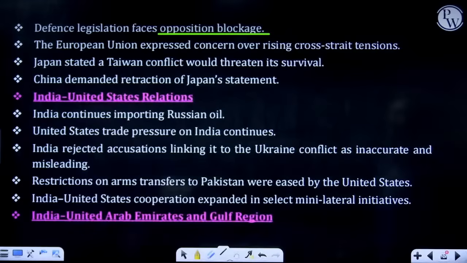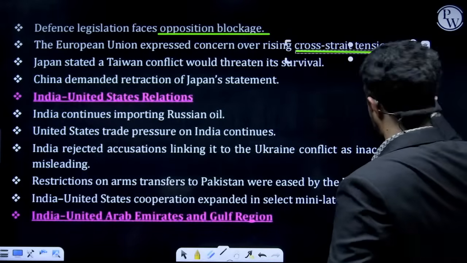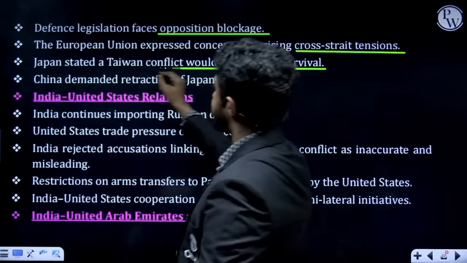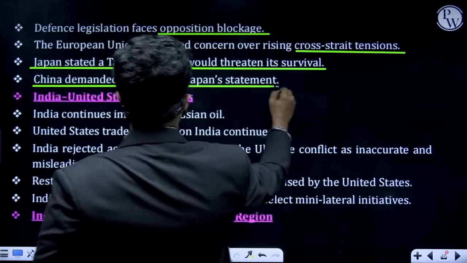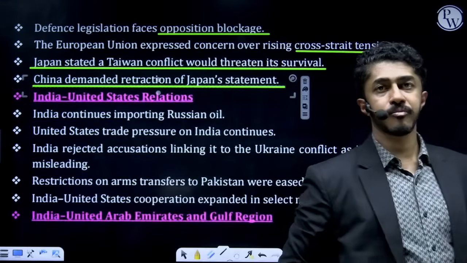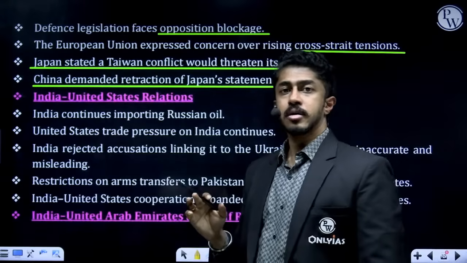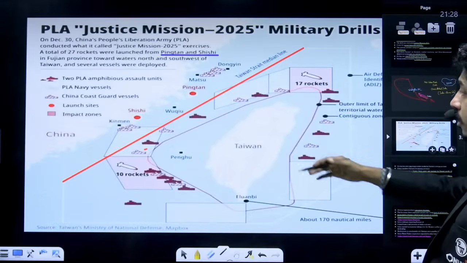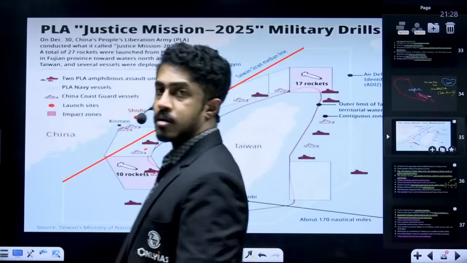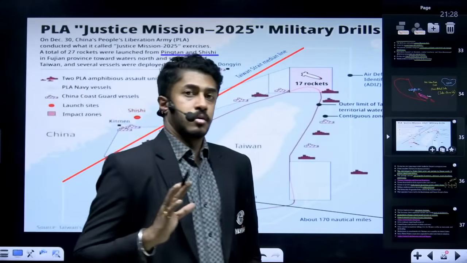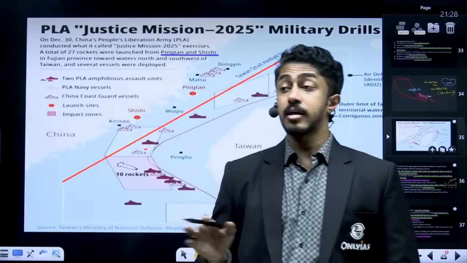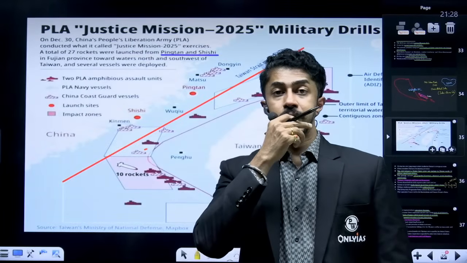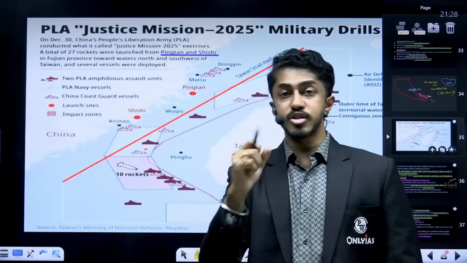The European Union expressed concern over rising cross-strait tensions. Cross-strait means Taiwan Strait. Japan stated a Taiwan conflict would threaten its survival. China demanded retraction of Japan's statement. Got the point? Japan basically said, anything happens over here, even we will be threatened. Because little north of this only, Japan is there. So they are also worried. Oh my God, what will happen to me? China said, no, don't say such things. Retract your statement.